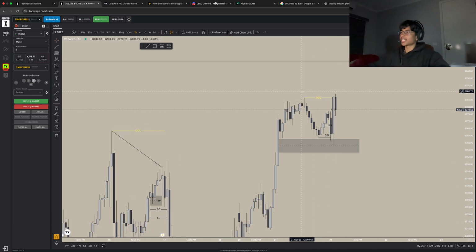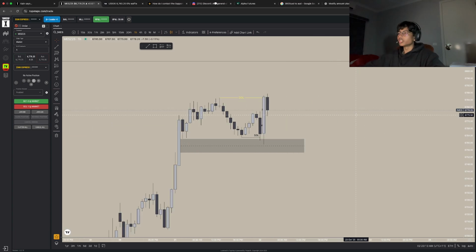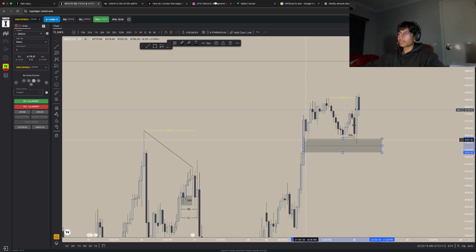My drawn liquidity was the all-time high. Not really. It was Asia high technically. It was Asia high because I was more bullish. And what I want to see is price come back down right here into this 1 hour fair value gap.